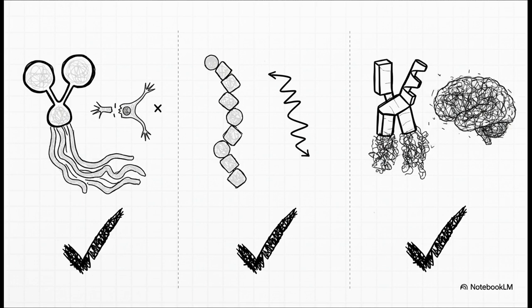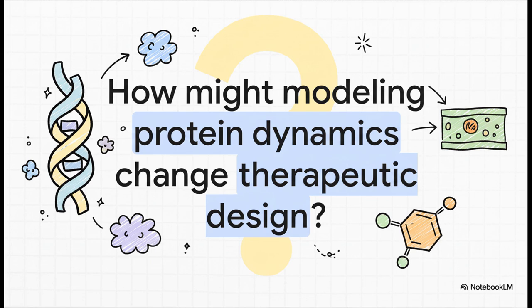So this work opens up the possibility of modeling the complete structural and dynamic character of many important proteins for the very first time. And this leads us to a final, forward-looking question. If we can see not just a static snapshot, but the full range of motion of disease-related proteins, how might that change our fundamental approach to designing drugs and therapies that interact with them?